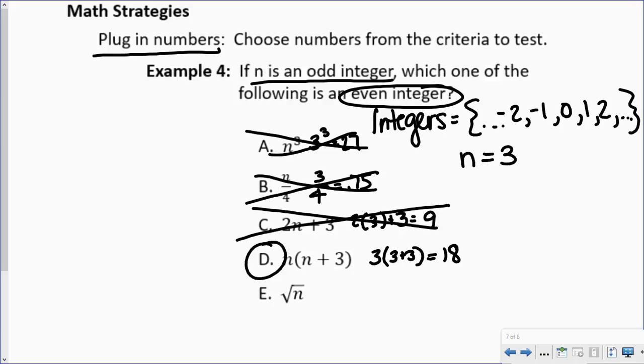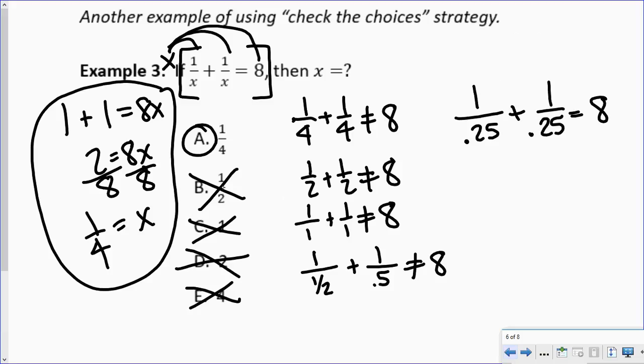Jackpot. Because we were looking for, pick an odd integer that when you plug it into each of these, you get an even integer. And this one doesn't work because when you do the square root of 3, you get a decimal. So it's not an integer. So plug-in numbers is different than check the choices. Plug-in numbers is you look at the given information and come up with some number to represent n, and then you plug it into each of the choices to see which one gives you your expected outcome, which we wanted an even integer. Whereas with check the choices, you're taking the choices and plugging them into the given information.